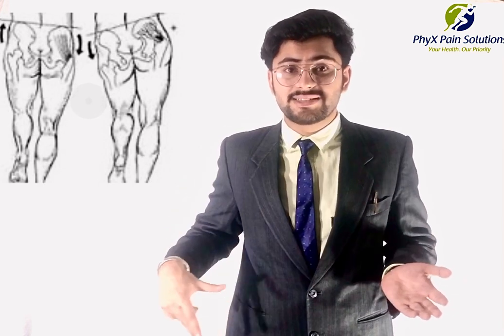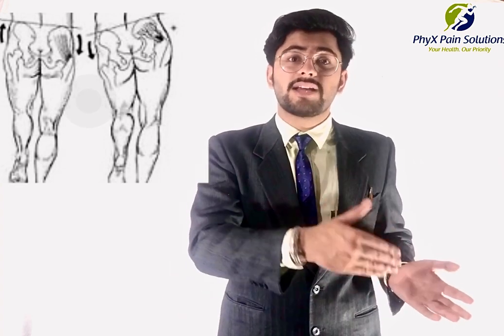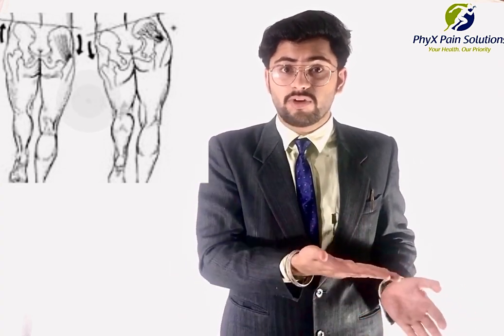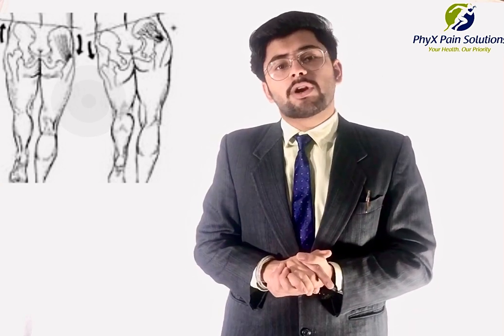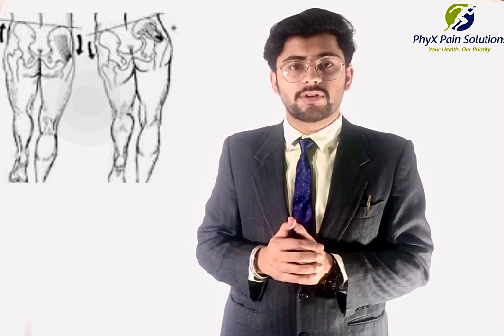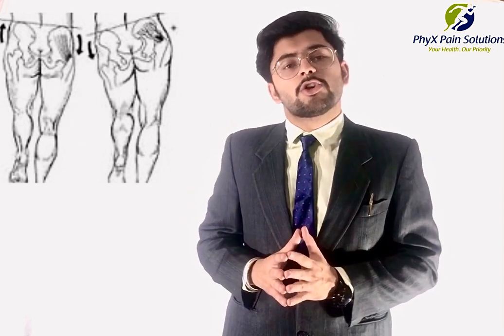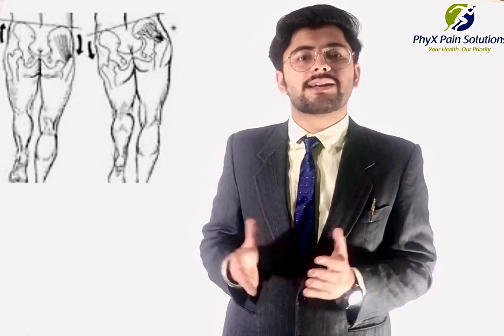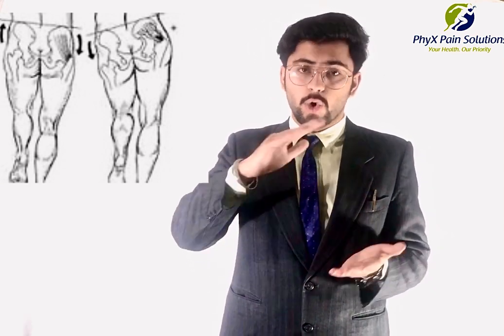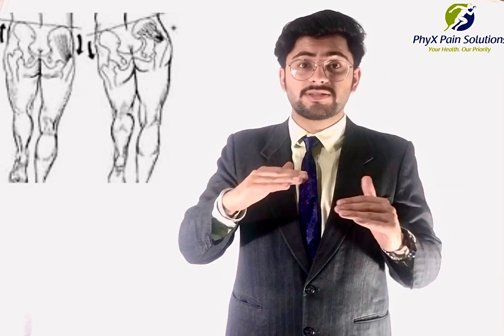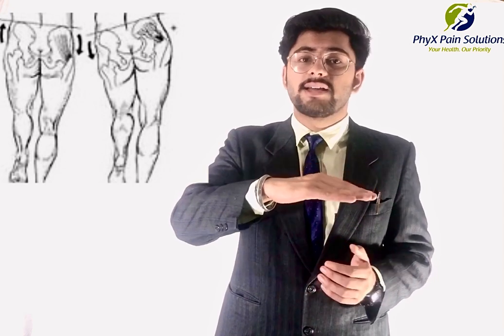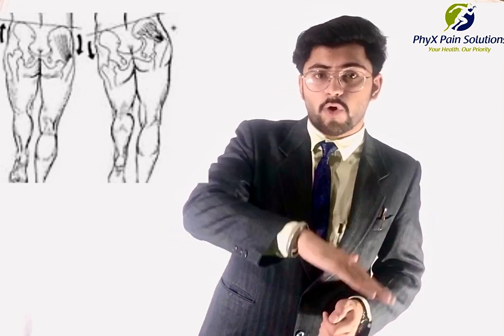So that abducts the right side of the body, the right leg, and at the same time the left pelvis will be stabilized. But what happens in patients with knee osteoarthritis or hip osteoarthritis is that the hip abductor muscles get weakened, so the strength decreases. They are not able to hold the weight of the pelvis and the leg that is lying in the air. As they are not able to hold it, the leg tends to fall down.